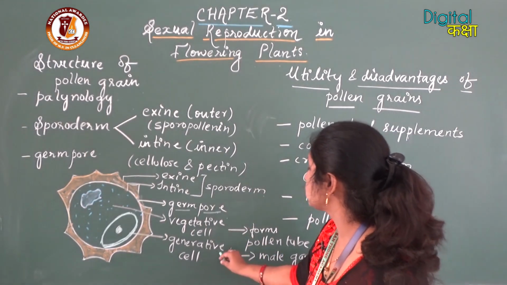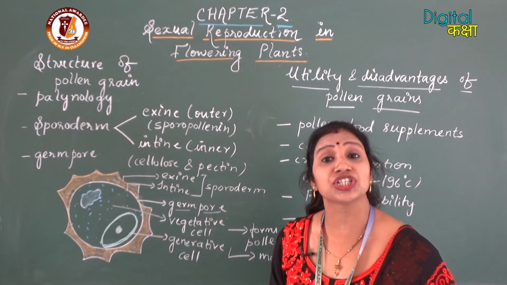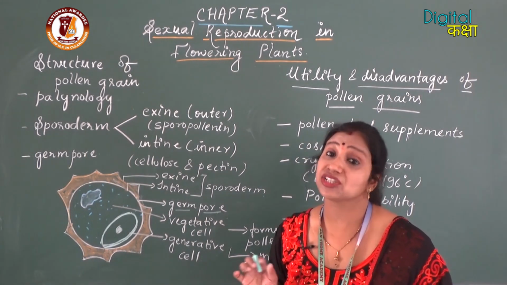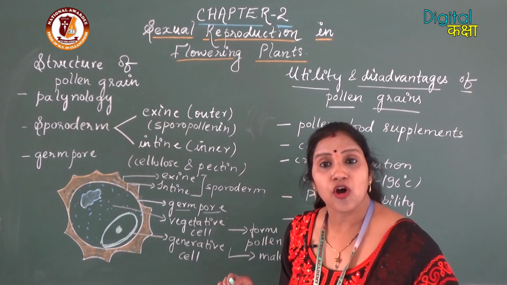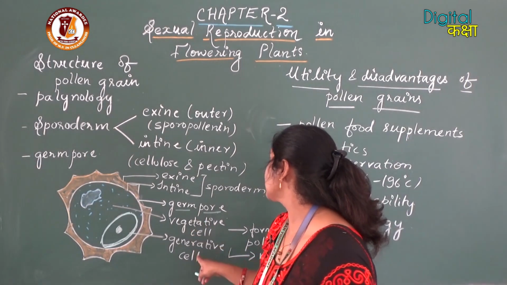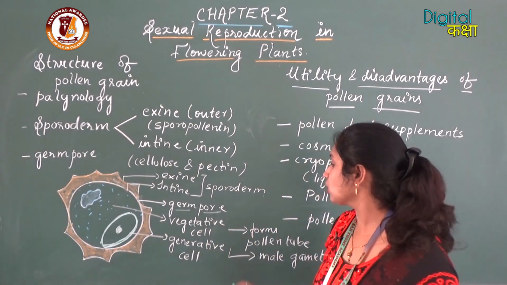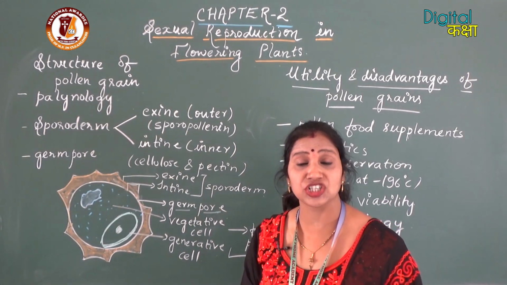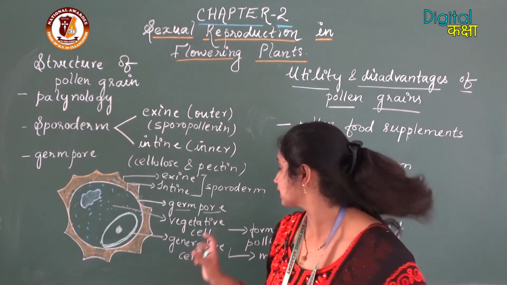Now we will move to the generative cell. The generative cell has the function of formation of male gametes. The generative cell will divide to form two haploid male gametes. This vegetative cell and generative cell both are haploid in nature. So the generative cell will divide by mitotic cell division to form two haploid male gametes.